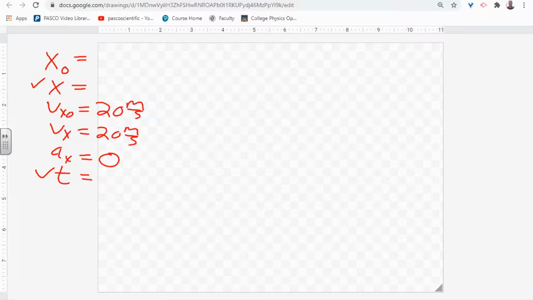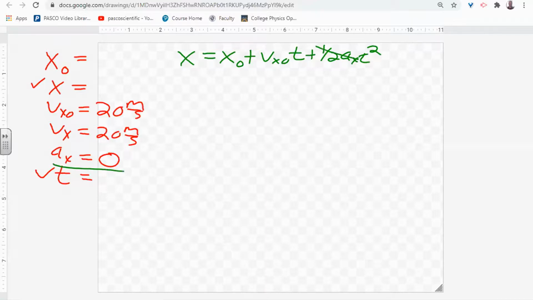All right, but I know that I need position in time. The first equation doesn't have position. The third equation doesn't have time, so that leaves me with my second equation. So I'm going to use this equation to write my position as a function of time. And because the acceleration is 0, I don't need that part of my equation.